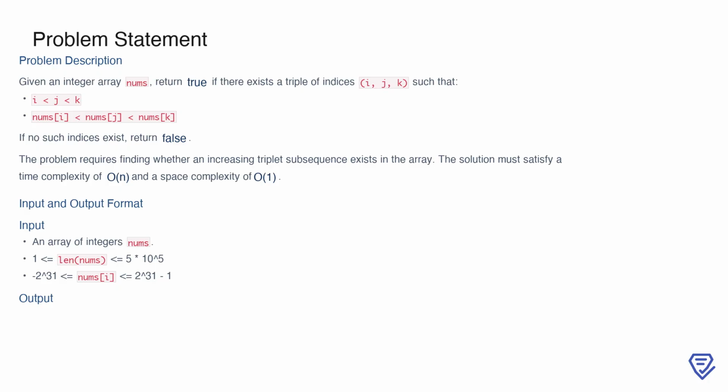Additionally, the problem has some constraints on performance. The solution must work in linear time, or O(n), meaning we can't afford to use nested loops or other approaches with higher time complexity. It must also use constant extra space, or O(1), which means we can't rely on auxiliary data structures to store intermediate results.